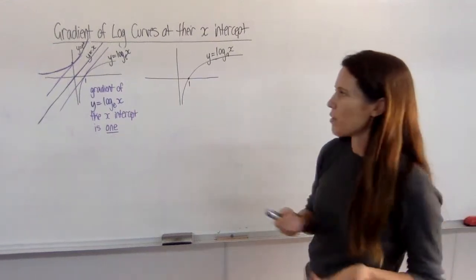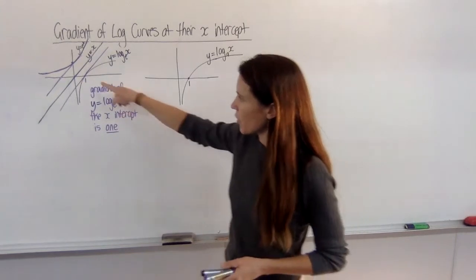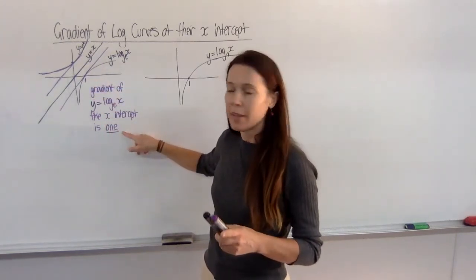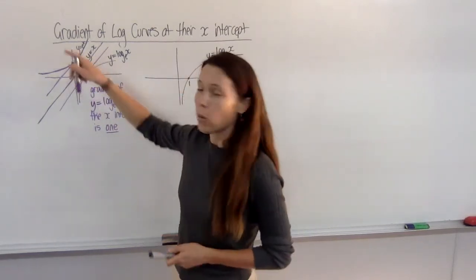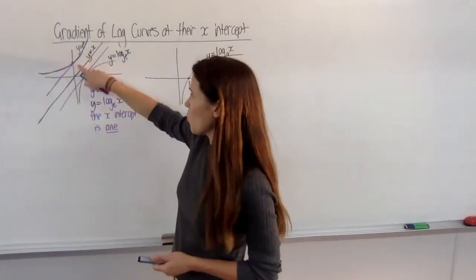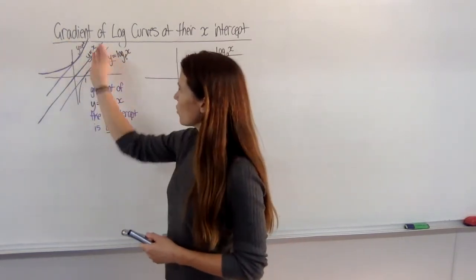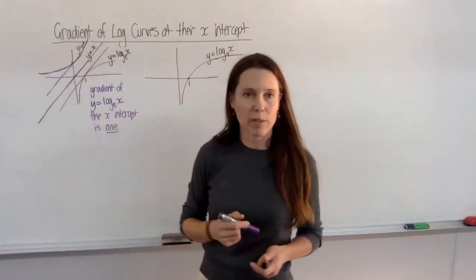One of the cool things that we've already seen about natural log curves is the gradient of the curve at its x-intercept of 1 is exactly 1. And this is really reminiscent of the fact that the gradient of y equals e to the x at its y-intercept is also 1. And so we see that symmetry of these two curves because really they're just reflections of each other around that line y equals x.